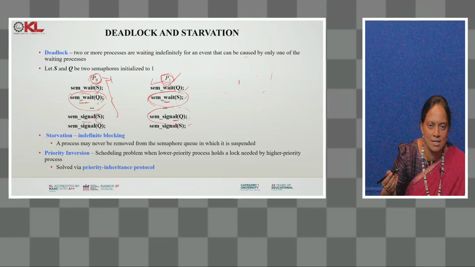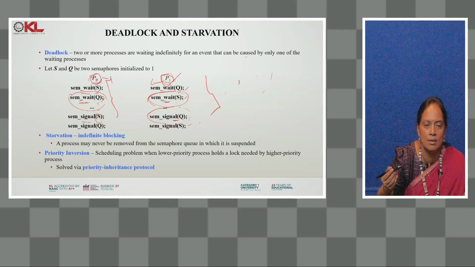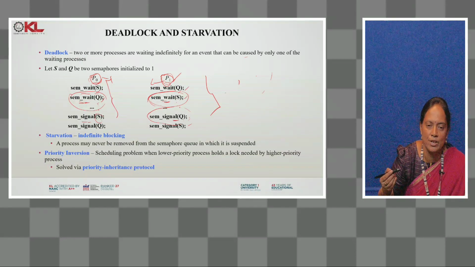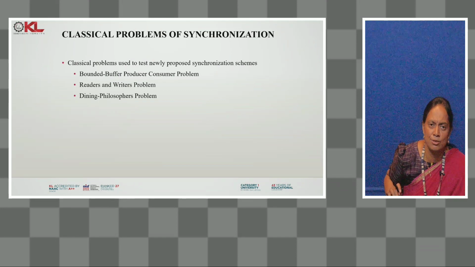Processes P0 and P1 are in an indefinitely waiting state. Starvation, on the other hand, means indefinite blocking. So by using semaphores, we have to achieve process synchronization in an effective manner, and we have to concentrate mainly on deadlock and starvation. In the next session, we are going to discuss the classical problems of synchronization and how to address them by using semaphores.